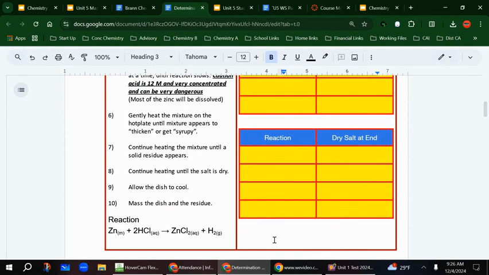Now, you are going to also take observations of this reaction as this is happening. What do you hear? What do you see? What do you smell? Don't feel anything. Okay? Don't feel anything. At least 3 observations here.